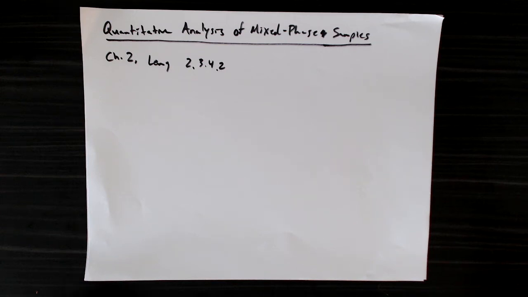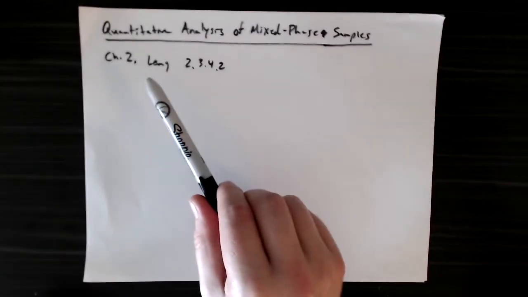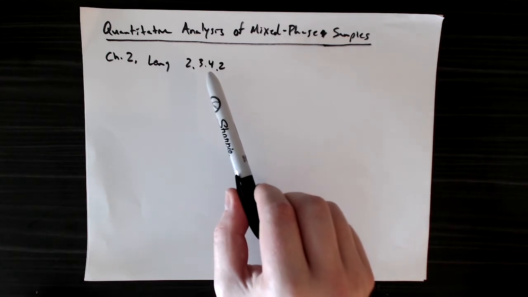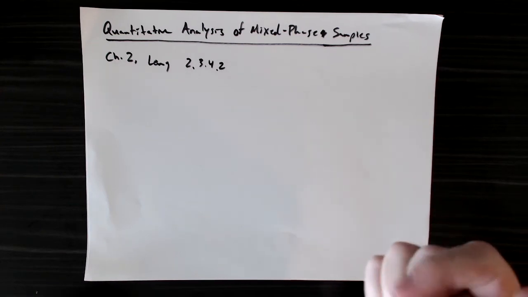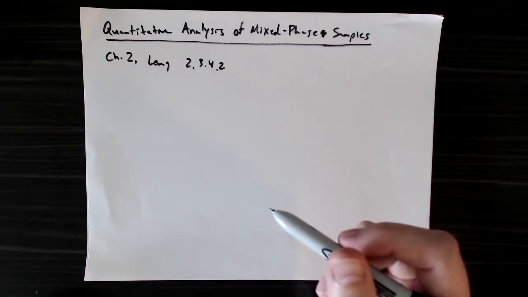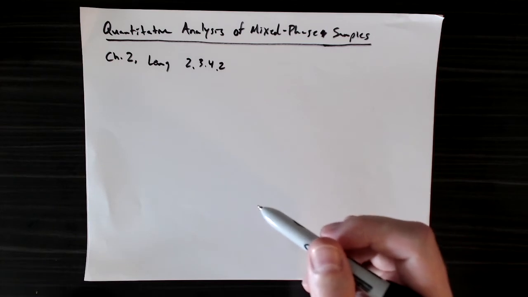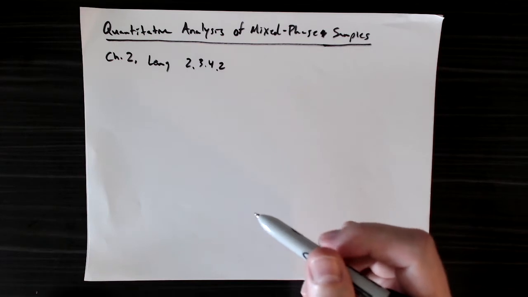In this lecture, we're going to talk about how we find the quantitative amounts of various phases in a multi-phase sample. This is taken from chapter 2 in Lang, specifically section 2.3.4.2. So we can get the quantitative amounts, the relative amounts of the compounds or phases in a mixture, and we can do this by the intensity of the diffraction peaks in that phase and compare them to one another.